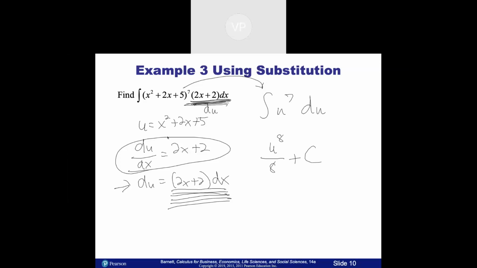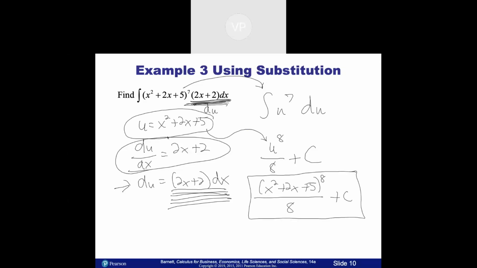They started the problem with x's. We have to finish the problem with x's. We temporarily went to u's, but now we're going to go back to x's. Okay, so this is why this line right here is very important. We're going to replace u with the thing that we got rid of to start, this x squared plus 2x plus 5. And now we have the answer to the problem. That right there.